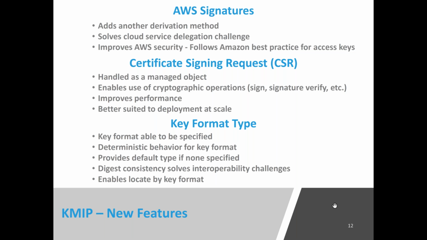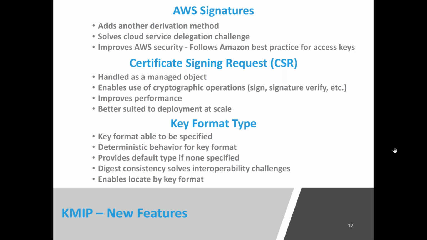Certificate signing requests. Previously, we did have the ability to perform signing operations, verify operations, a whole range of cryptographic operations that Judy mentioned earlier. Simply, we needed to add a certificate signing request or CSR as a managed object, so that can be handled and utilized within the system, both for setting up clients and for other purposes where required. So again, increasing the performance and applicability for KMIP, and certainly improving the predictability that's useful in autonomy, particularly at large scale.